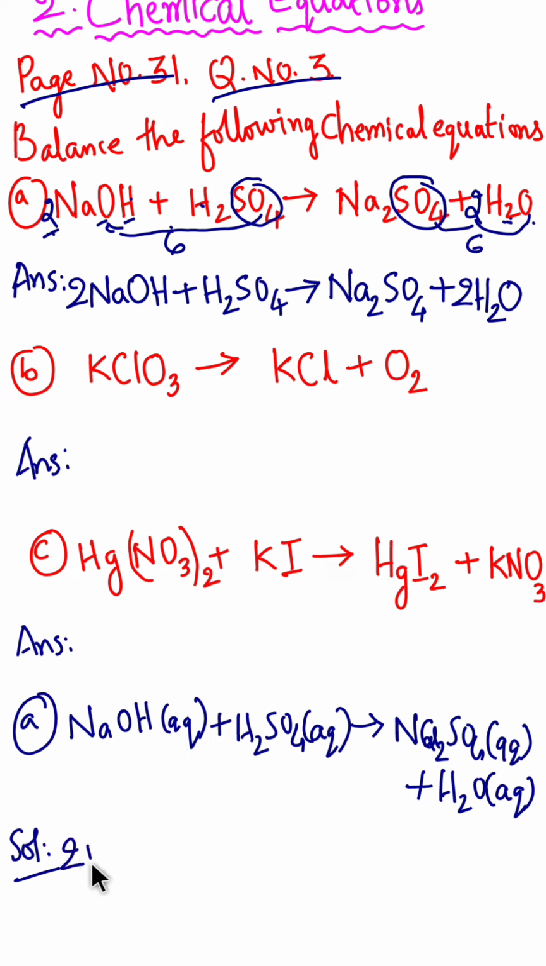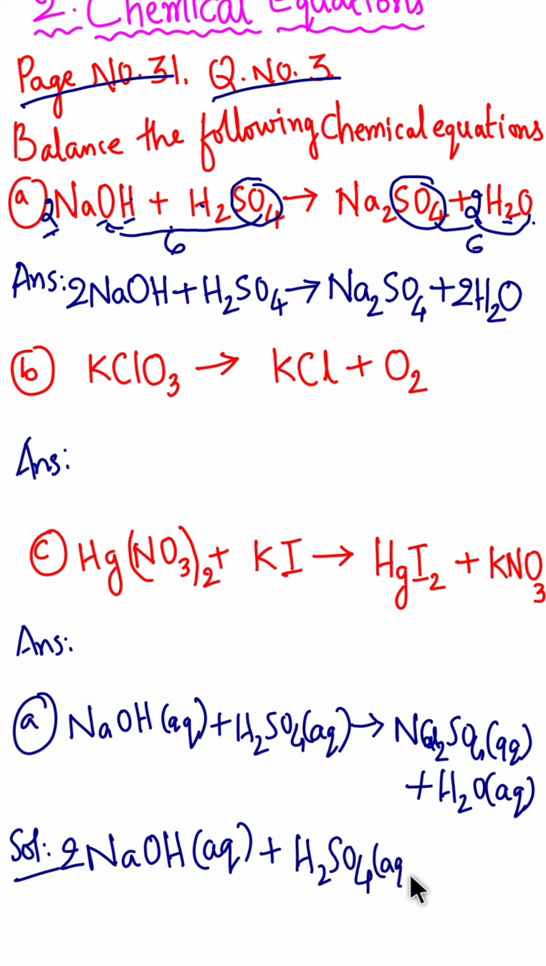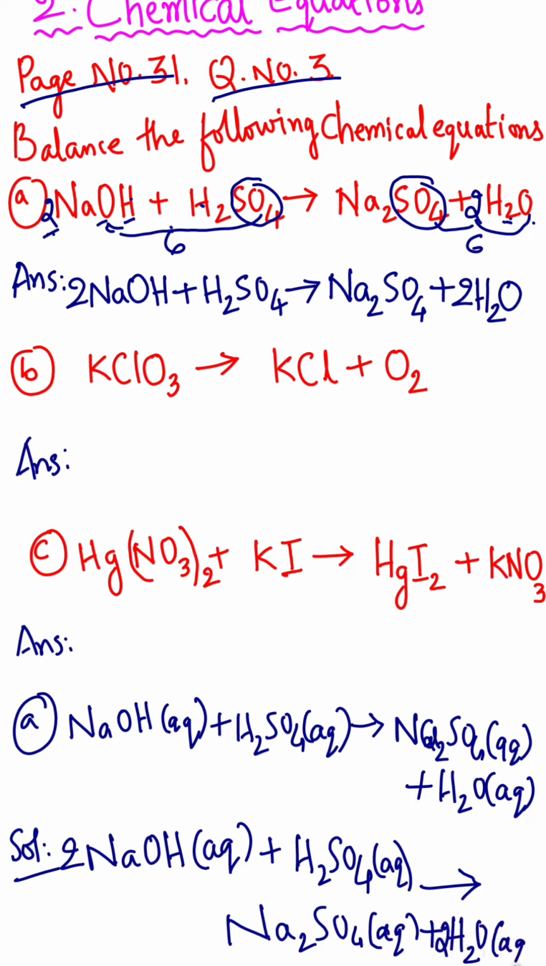So like this, 2NaOH, we also write in the answer aq, aqueous, plus H2SO4, we also write aqueous, gives rise to Na2SO4, which is aqueous, plus 2H2O, we also write aqueous. So like this we will write the physical state also if in the question it is given.